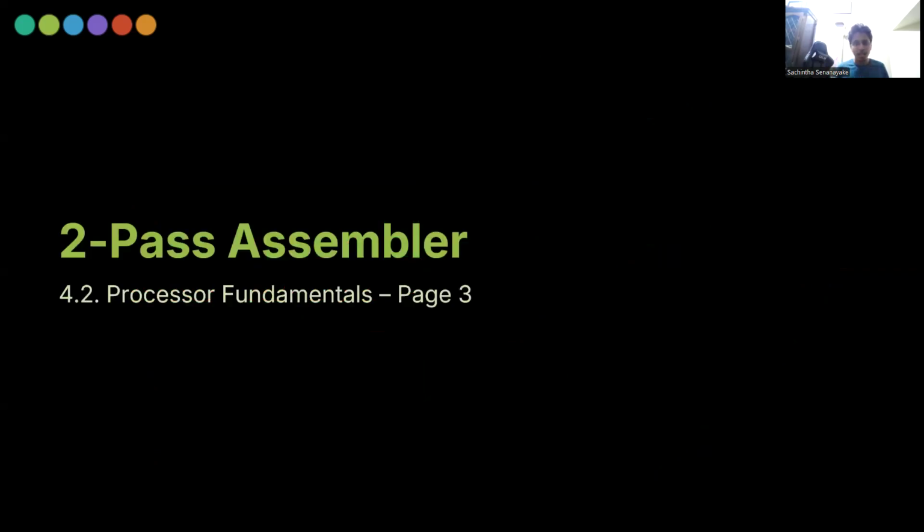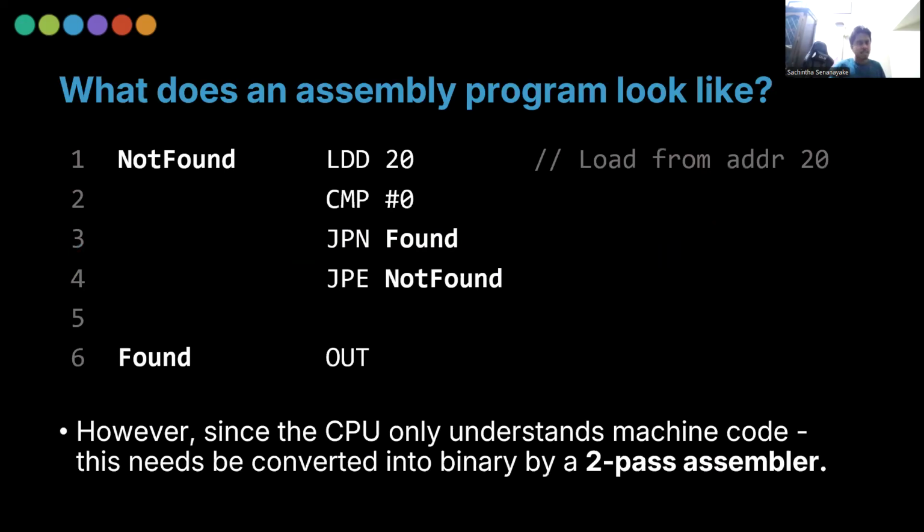Next up, we're going to look at a very interesting section in the syllabus called the 2-pass assembler, which is mentioned in page number 3 of your note. All right, so let's get started with that. Now, the 2-pass assembler is a program that's responsible for converting assembly language code into machine code, which is the only language that the CPU understands.